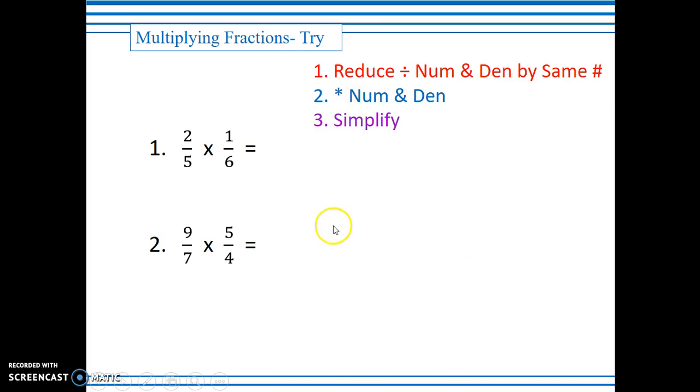Okay, let's have you try a couple of problems. Again, you're going to reduce first if you can, and then you're going to multiply, and then you're going to simplify.